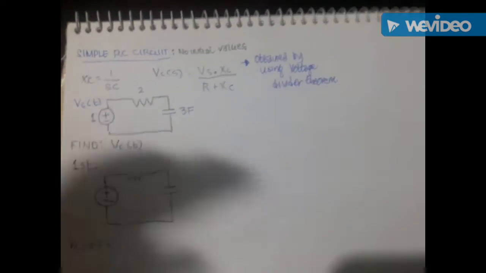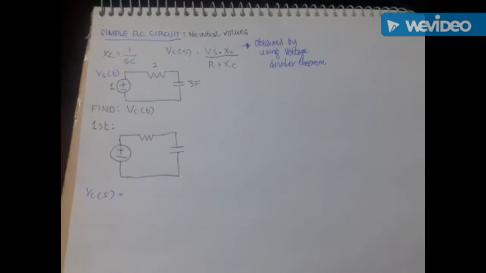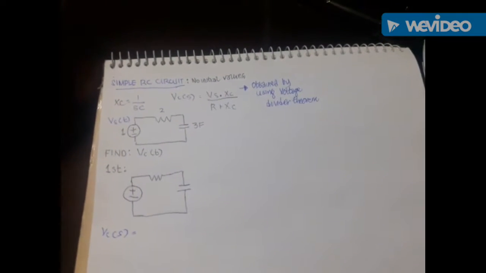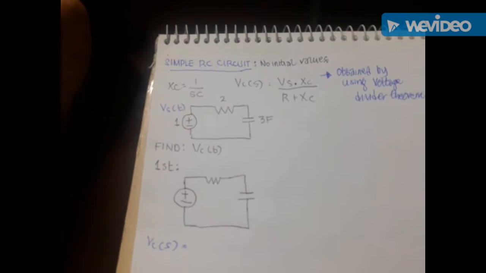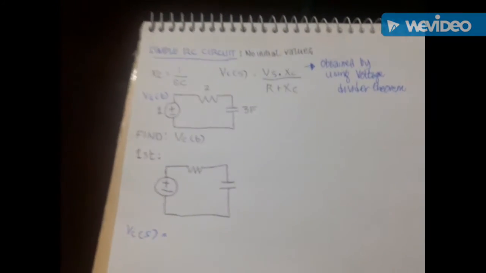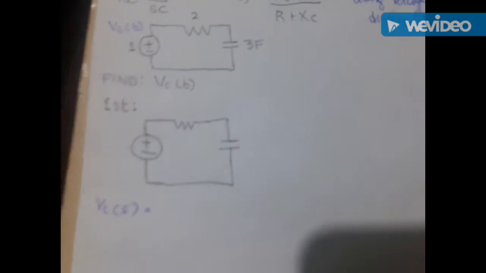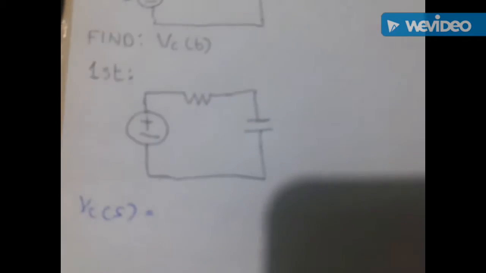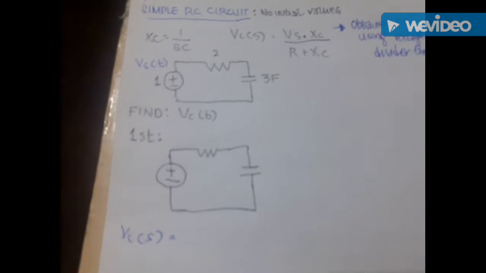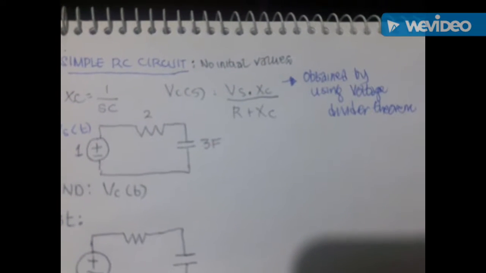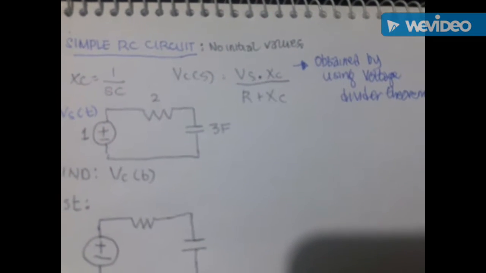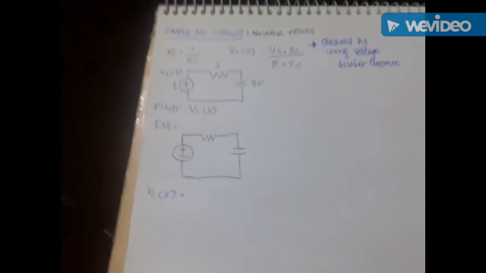Given a problem on a simple RC circuit, at first let's solve a circuit with no initial values. Given a formula, we already know that the capacitive reactance is equal to 1 over sC using a Laplace rule. And the voltage divider theorem in this circuit, since we are finding the voltage of the capacitor, or VC in the time domain, is equal to Vs times Xc over R plus Xc. It is obtained by using voltage divider.